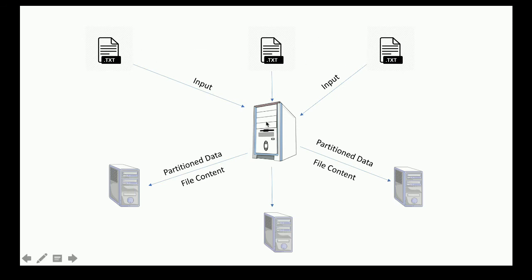So one of these text files will be read fully by the master node and sent to this worker node fully. The partition data will be from this file over here, and then the second file will be stored here and the third file will be stored here, and each of the files will be considered as partition data itself.